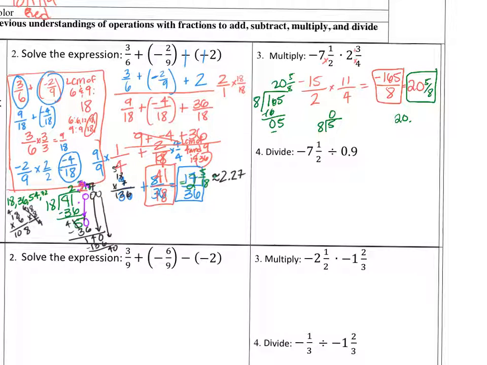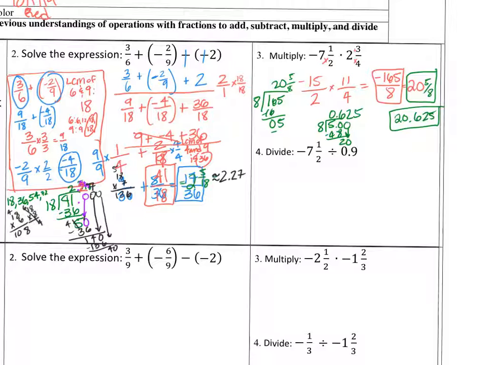8 goes into 5 0 times. 8 goes into 50 6 times, which is 48. 2. 8 goes into that 2 times. I already know what it's going to be because I have this decimal memorized. So that's the decimal form.